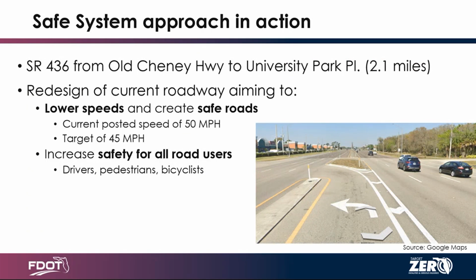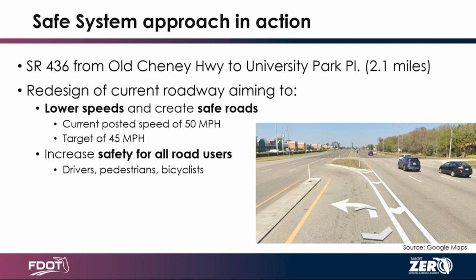So here's an example in District 5 that we can talk about some of the countermeasures or safety elements that were put into a project and how they relate to the safe system approach. So this is State Road 436, also called Semoran Boulevard, from Old Cheney Highway to University Park Place. So this is east of downtown Orlando, basically between downtown Orlando and University of Central Florida campus.